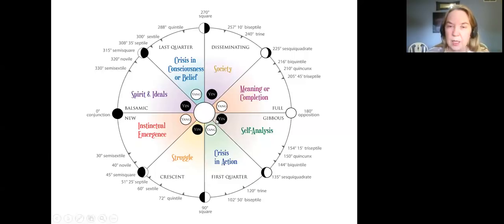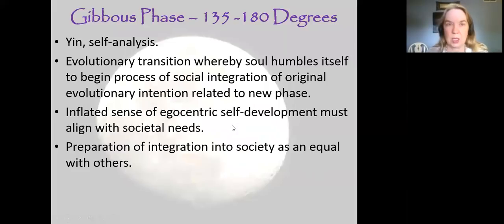Gibbous phase is from 135 degrees to 180. And again, yin, so that shift right here is energy turning inward. With gibbous phase, its key word is self-analysis. We're coming off of that first quarter, and we've gotten past the aspect. As we've gone through the phase of first quarter, we've gotten that courage, that ability to manifest and put ourselves out there in whatever way that planetary pair needs to do it. And yet, we can't keep going out. We've got to have a little bit of reflection.